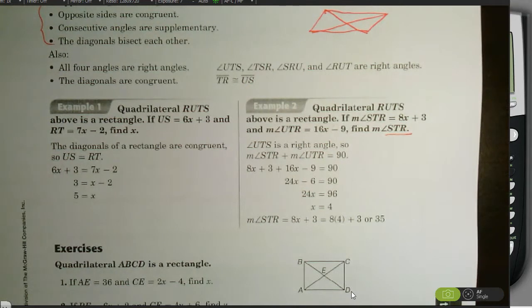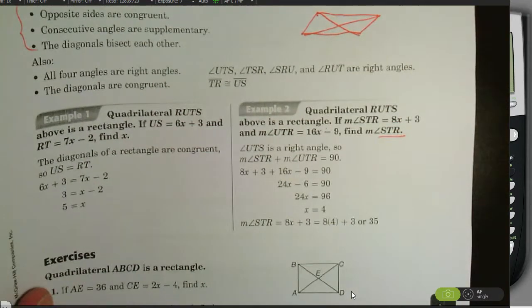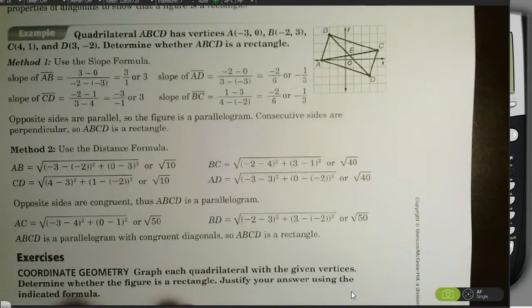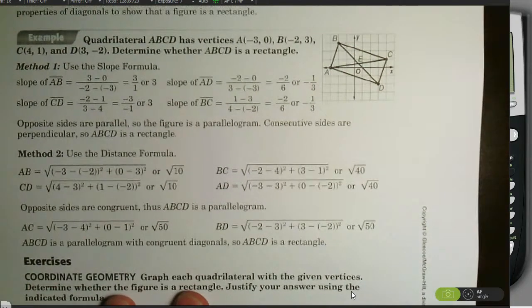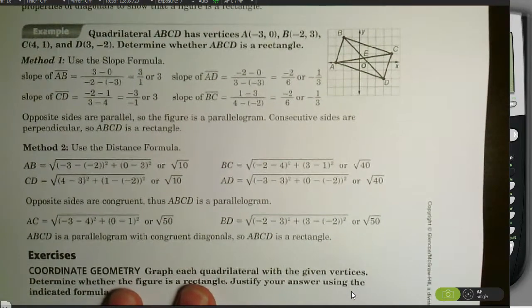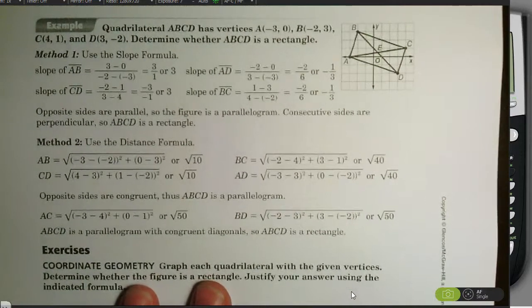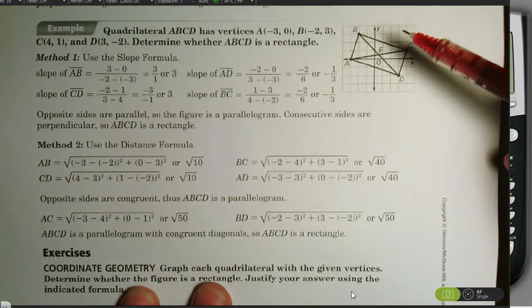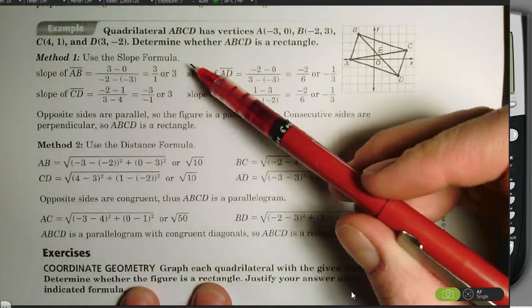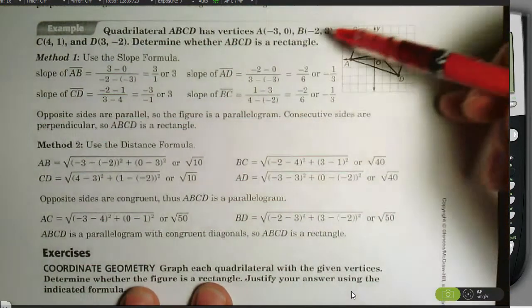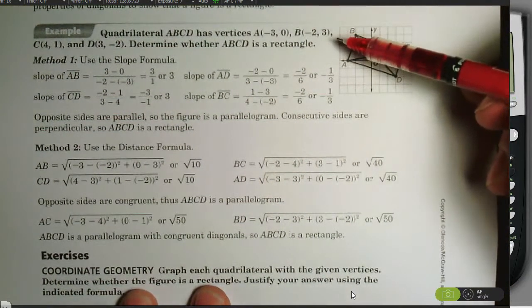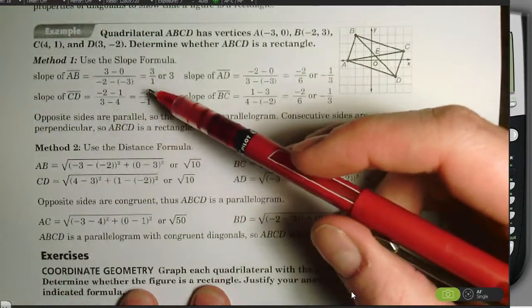The second type of problem, which is probably going to cause more difficulty, is proving that something is a rectangle. And there are 2 ways to do this. The first way is to go by the definition, and that's using the slope formula. So if you plot out the 4 points they've got here, (-3, 0), (-2, 3), (4, 1), and (3, -2).